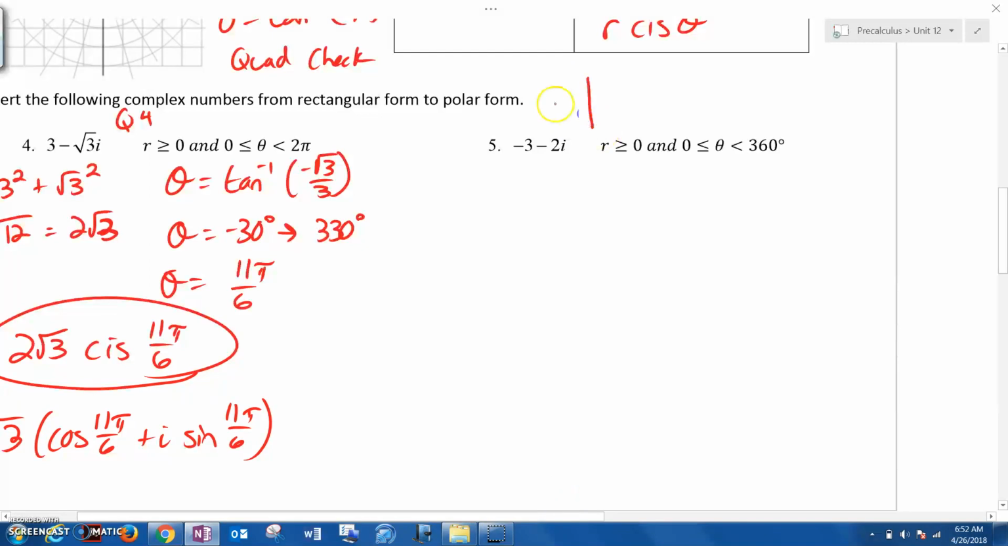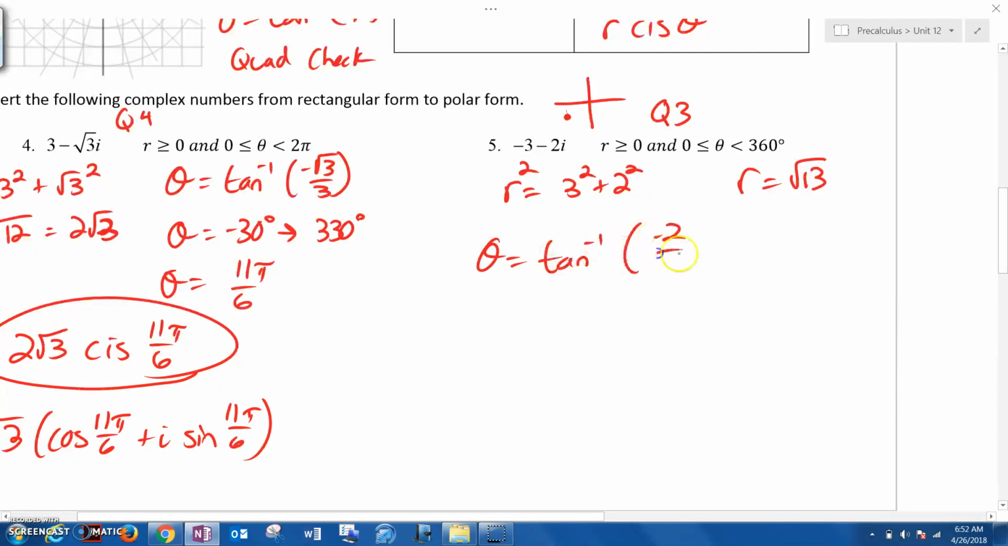Alright, here, this point is negative 3, negative 2, so we're in Q3. I'm going to find my r value. r squared equals 3 squared plus 2 squared. And that's 9 plus 4 is 13, so r is root 13. So we have r. Now we need to find theta between 0 and 360. So again, theta equals tangent inverse of negative 2 over negative 3. And when you do that, I believe, I don't have my key in front of me, it's 33.69. Yep, okay. So it's 33.69 degrees.